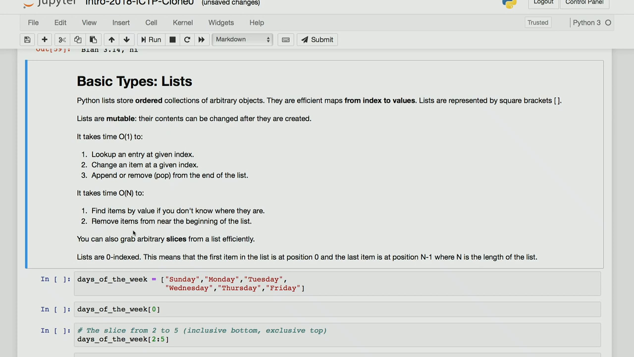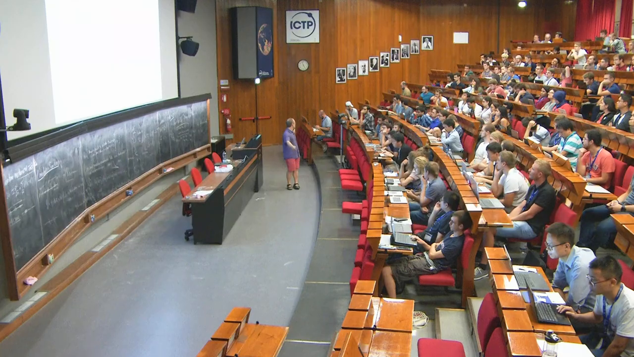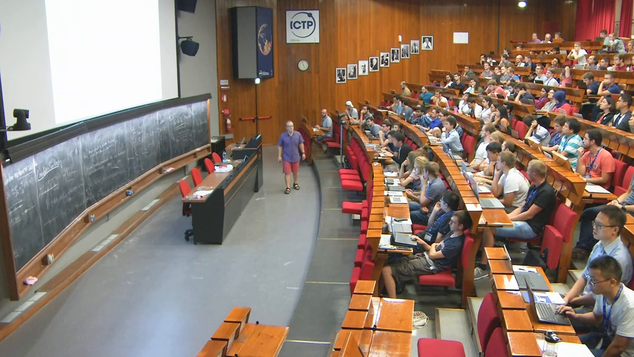And lists, like all things in Python, are zero indexed, which means that the first item in the list is at position 0, and the last item is at position n minus 1, where n is the length of the list. What does that mean? Takes time order 1 and takes time order n. I just wrote it there and sort of casually kept talking.